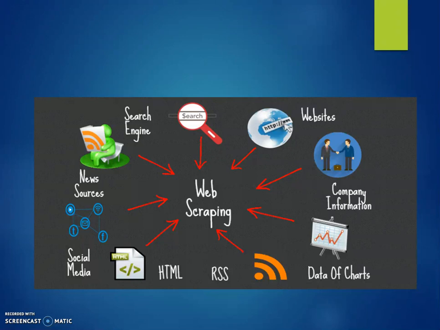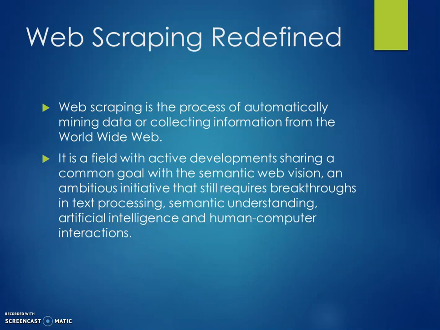So web scraping is collecting information from all the sources: from search engines, from what users search, from websites, companies' information, data, charts, from the HTML and social media. All the things we collect together, put together to analyze and to get some result out of it. So let's redefine it more clearly.